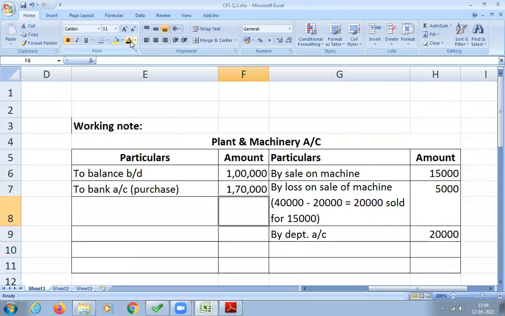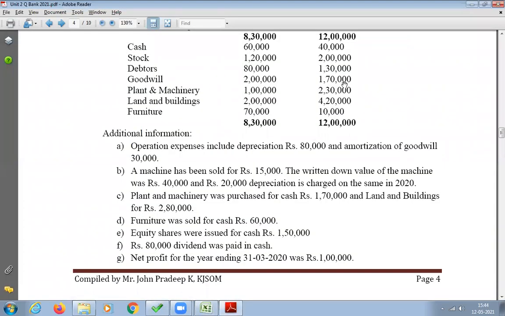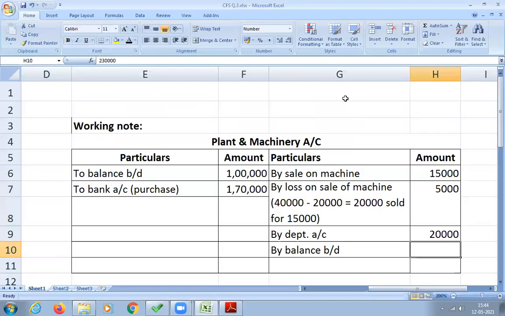Okay. Anything else he has given? Any other purchase, any other sale? No, sir. Then write the closing balance. How much is the closing balance of plant and machinery in the balance sheet? 2,30,000. So write down 2,30,000. So calculate the total now. 2,70,000.